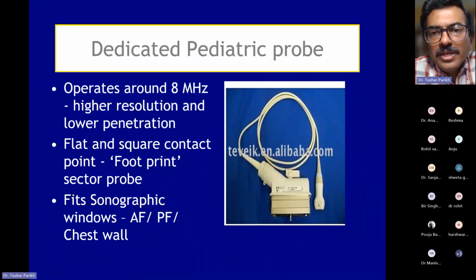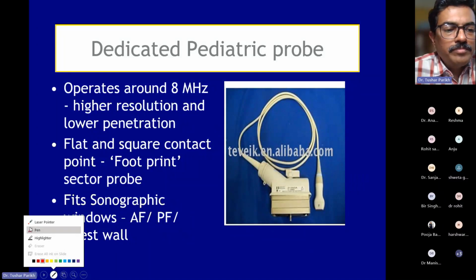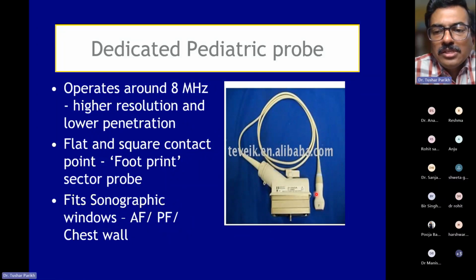And the one which is used as a dedicated pediatric probe operates around 7 to 8 megahertz, which has a higher resolution and low penetration, and it has a small, flat and square contact point, which is known as a small footprint. If you look at this probe, it's a small footprint or small contact point.